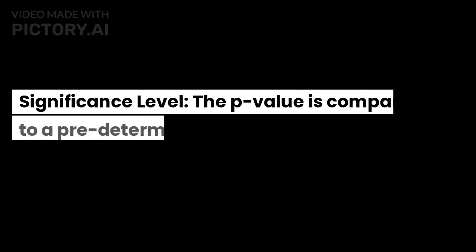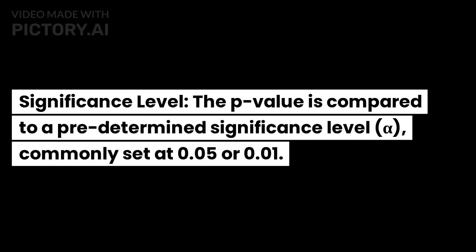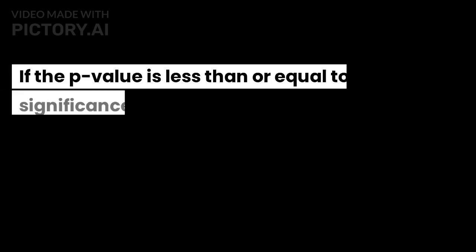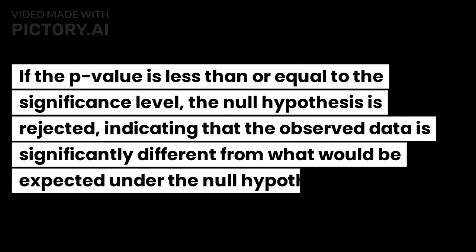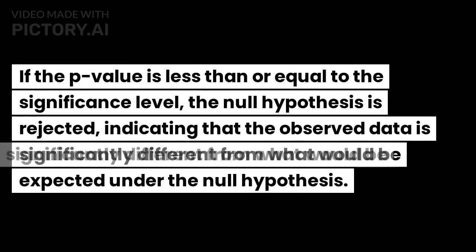Interpretation of p-value. 1. Significance level. The p-value is compared to a predetermined significance level, alpha, commonly set at 0.05 or 0.01. If the p-value is less than or equal to the significance level, the null hypothesis is rejected, indicating that the observed data is significantly different from what would be expected under the null hypothesis.